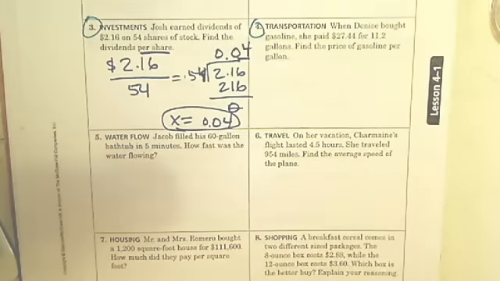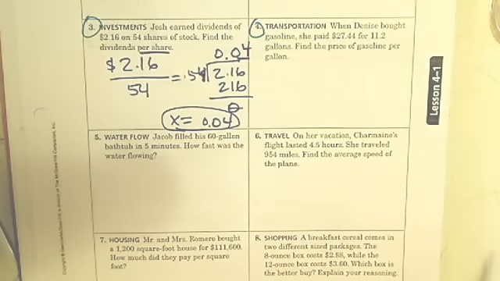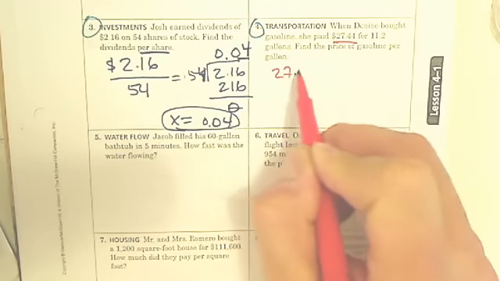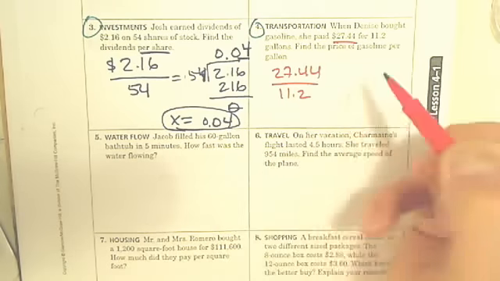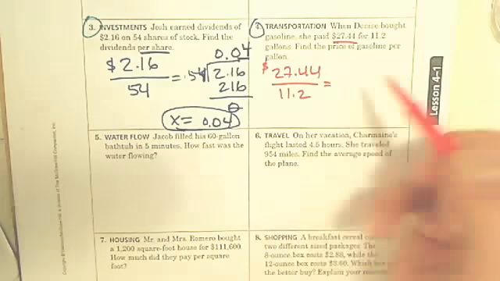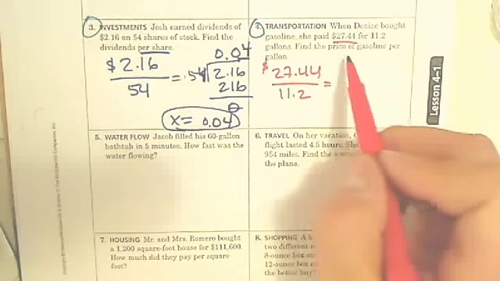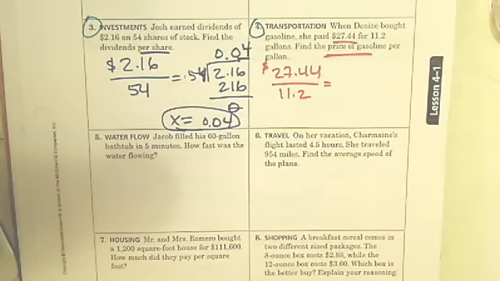Oops. Number 4. This is the last one and we're done. Denise bought gasoline. She paid $27.44 for 11.2 gallons. 11.2 gallons is a small car. It's like a small Kia or Honda Civic. It's very small. It says how much is it per gallon?